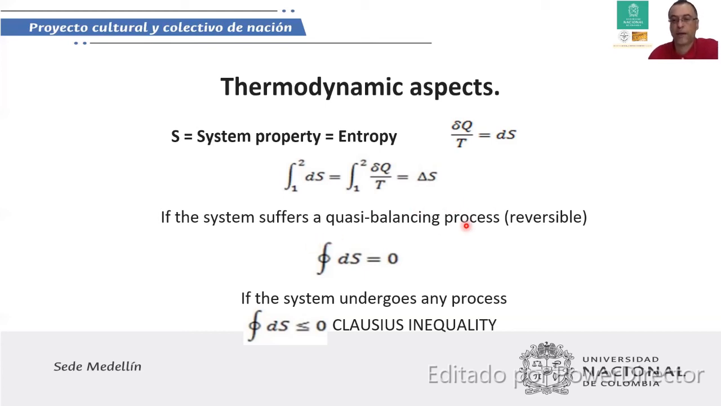If you make a cyclical process, as entropy is a property, the change of entropy in a cyclical process is zero. In the real situation, the definition is the Clausius inequality. That means that in cyclical processes, maybe this difference is not zero, it could be less than zero.